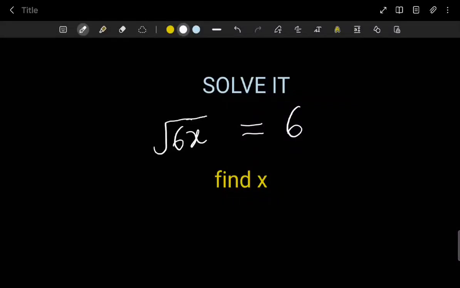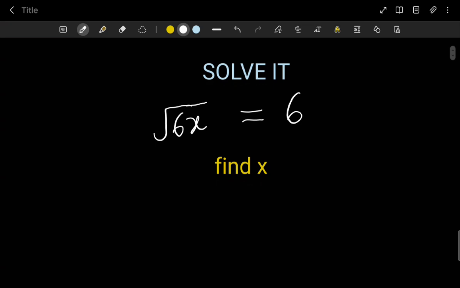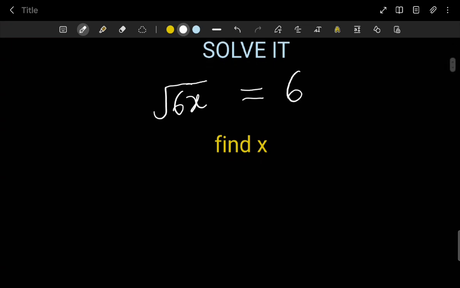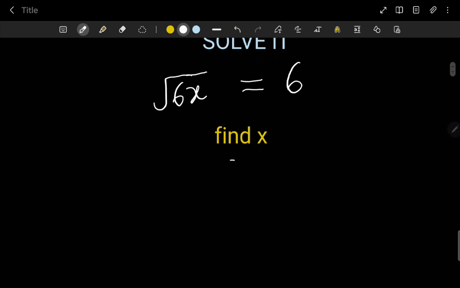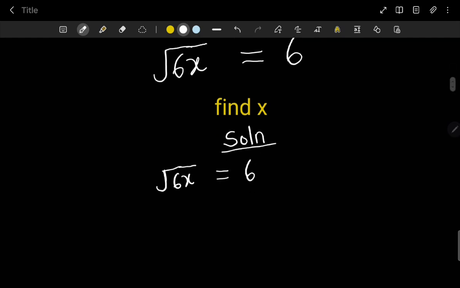Let us solve this together. We are going to solve it in two different ways. I mean, we use two different methods. First, let us write the equation again. So we have square root of 6x is equal to 6, right? Okay. Now, we use two methods.